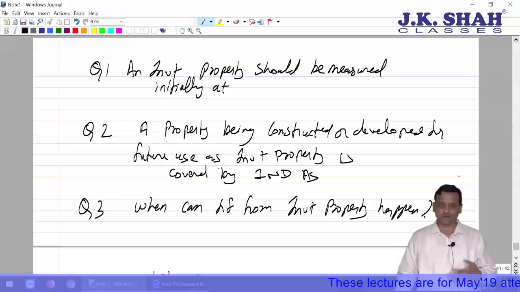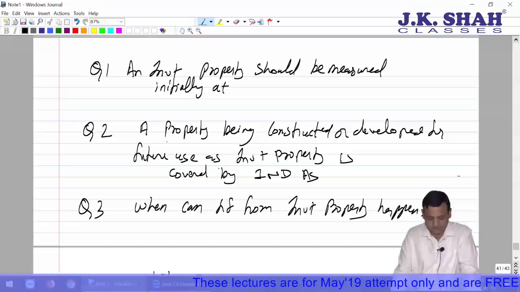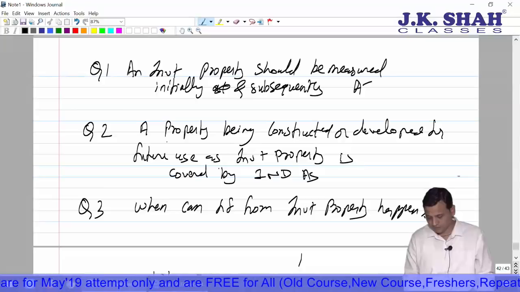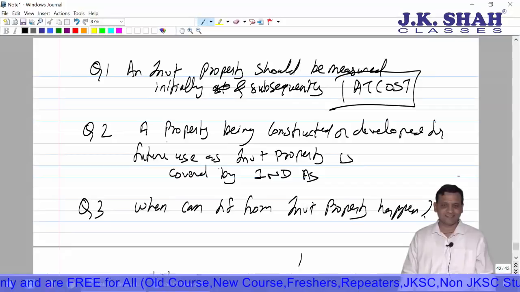Chalo. The question which I have just asked: an investment property should be measured initially and subsequently, both, at what? Always at cost. Very important. This is nothing but a carve out. Under IAS 40, what happens? It is at fair value or at cost.